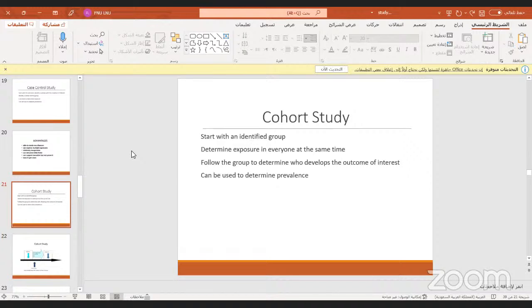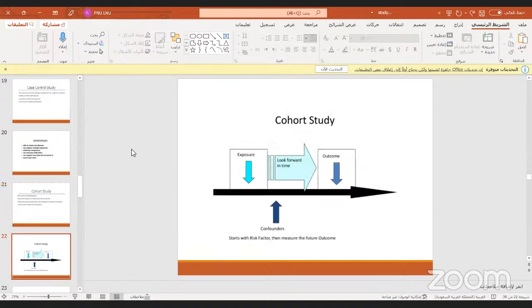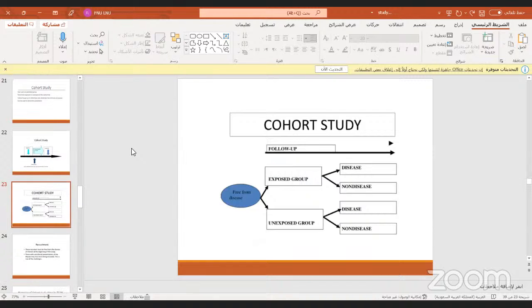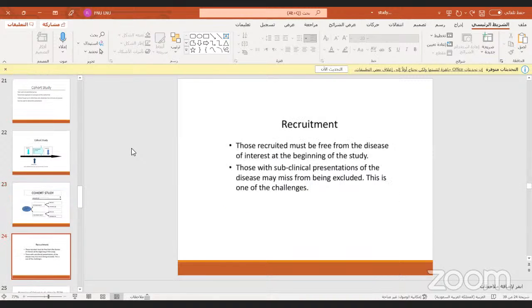We'll move to cohort study, also mentioned last week. Start with an identified group, determine exposure in everyone at the same time, follow the group, determine who developed the outcome of interest, and it can be used to determine the prevalence. This is an illustration of the process of cohort study. Also this illustration. The recruitment of the targeted group or study group must be free from the disease of interest at the beginning of the study.